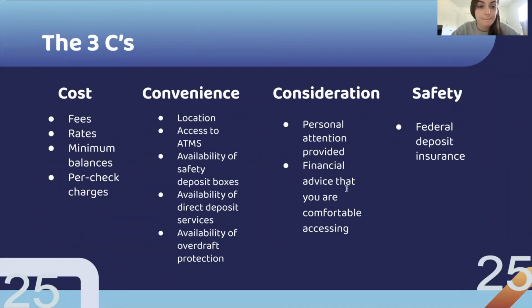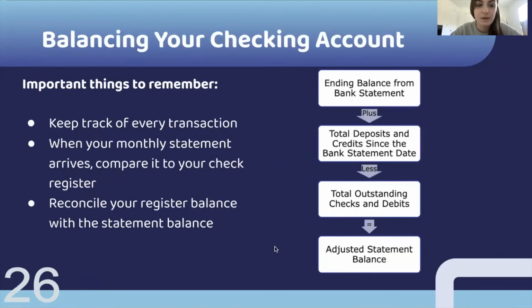So that means that the FDIC, which is the Federal Deposit Insurance Corporation, protects your money in the unlikely event of a bank failure. So the insurance amount is usually $250,000 per depositor, per insured bank, or each account ownership category. So if you open a deposit account in an FDIC insured bank, you are automatically covered.